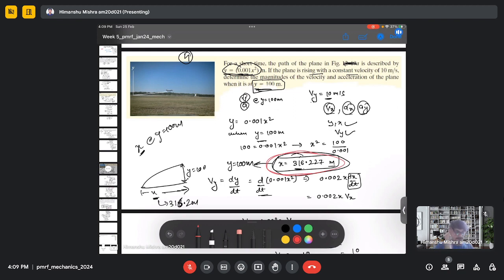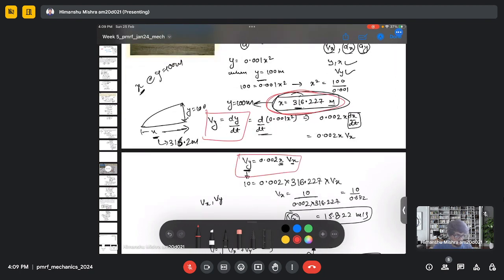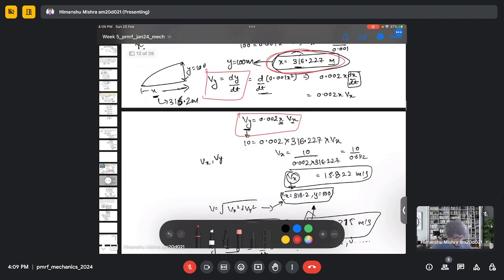Then after we get x, we know y, we also know vy. We use the general velocity relation to define the relationship between vy and vx. Then since we already know vy, we calculate vx from this relation, and now we know vx and vy, we can easily calculate the magnitude of the velocity vector, because we already know the components of the velocity vector.